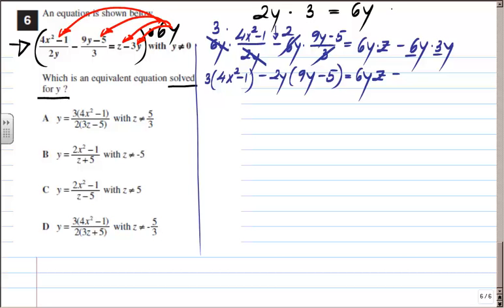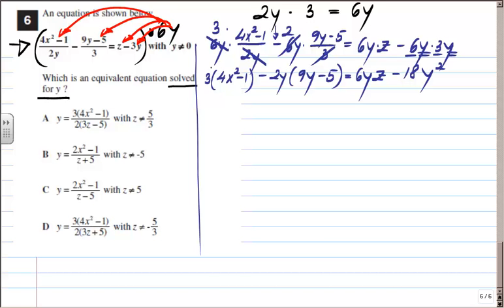Minus, I have 6 times 3, because you guys remember, the multiplication is commutative, I can multiply my numbers and my variables. 6 times 3 is going to be 18. Y times y is going to be y squared.